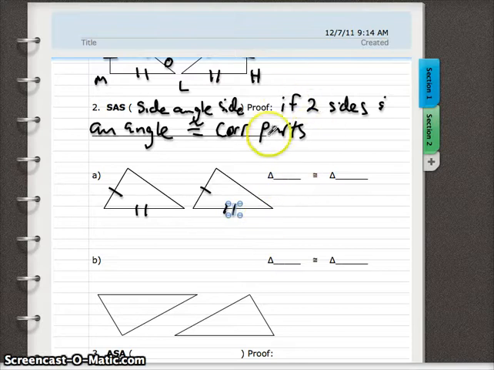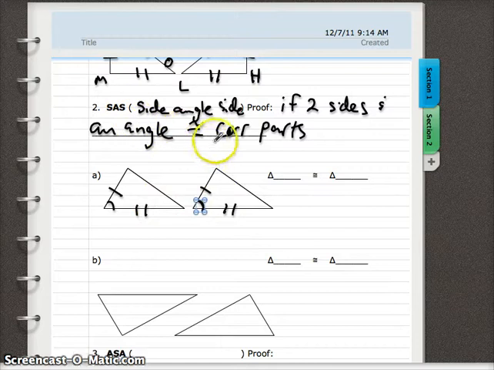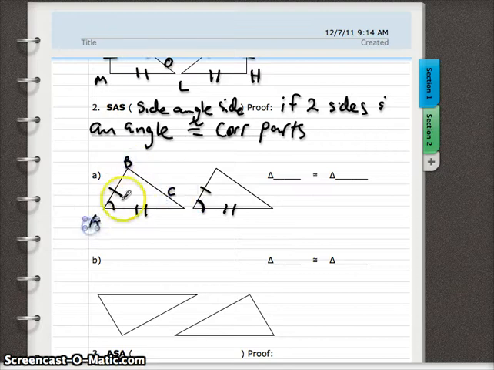Well, let's look back at our proof here. It needs to be the angle in between the two sides. So it can't be this angle. It can't be this angle. It has to be the one that's in between the two sides. If that's true, and its corresponding part over here is also congruent, then we can say the two triangles are congruent using side angle side as our proof. So let's see if we can name them here. Again, we'll start easy, A, B, C. Let's use M, N, and O on this one.